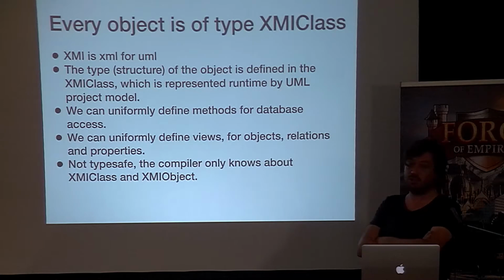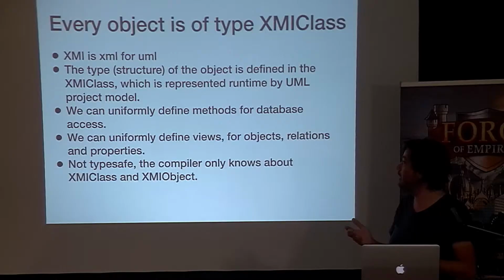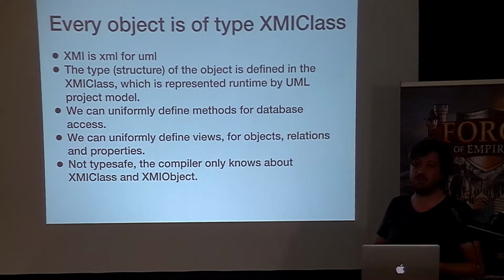The thing is that it's not type safe, so the compiler only knows about XML class and XML objects. That's a little bit of a disadvantage, because when you're working with the objects, sometimes you need to get a value, and you need to know what the properties are, and there's nowhere except in the model where there's a description of the object or of the class.